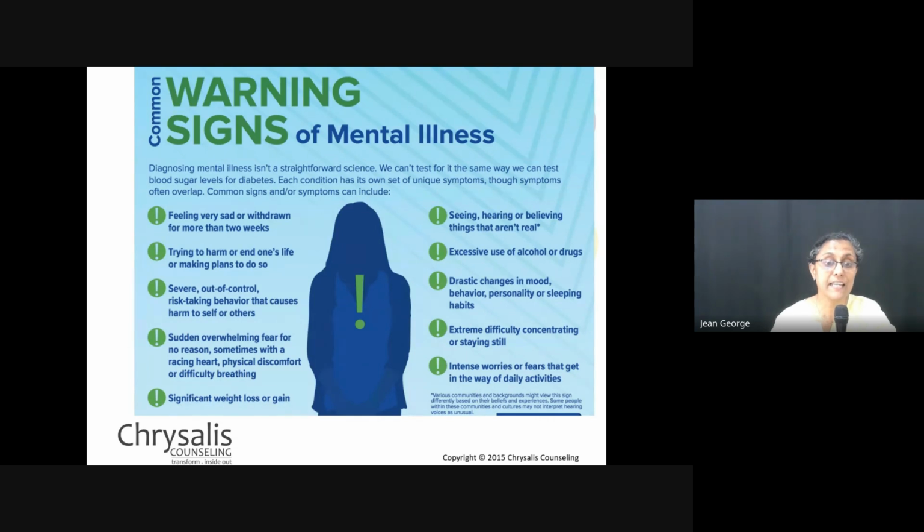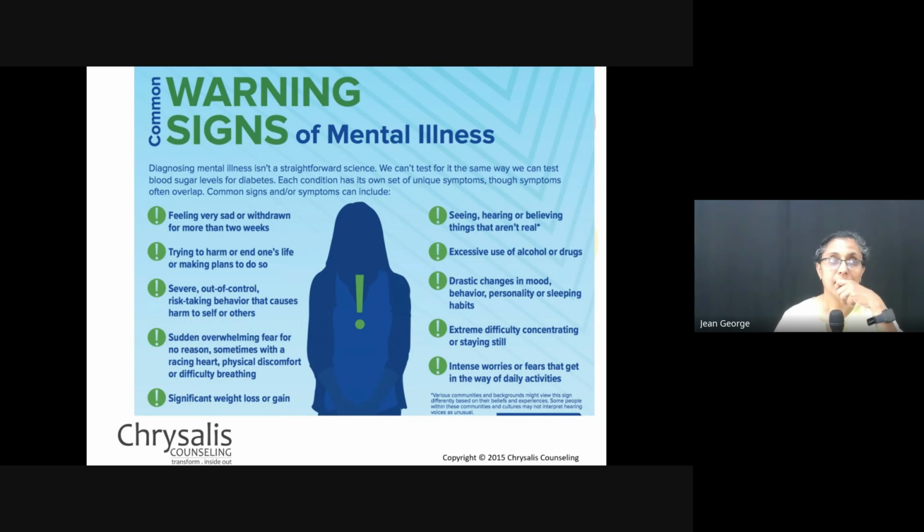Out of control, risk-taking behavior that causes harm to self or others. Reckless driving. Just last week, I was speaking to someone who was going through something very significant, who said that they didn't care for their life and were driving rashly, hoping that they would die somewhere. So these are, again, warning signs. Sudden overwhelming fear for no reason, a racing heart, difficulty breathing, physical discomfort, again, indications of some sense of anxiety. Significant weight loss or gain. Seeing, hearing, or believing things that aren't real, like hearing someone talking or seeing something when you can't see it.